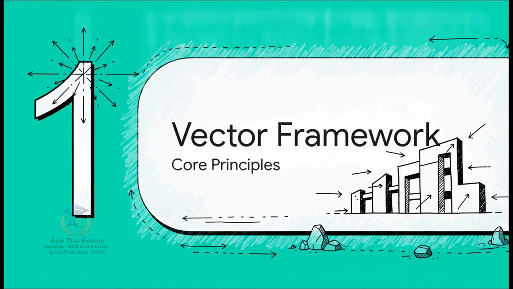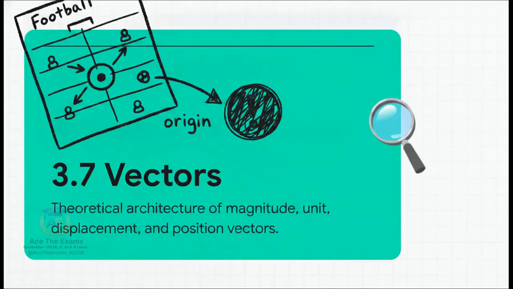Section 1, the vector framework. Let's look at our core principles. To win this match, you must deeply understand the exact definitions and causal relationships of your players on the field. Topic 3.7 is all about precise theoretical architecture. Think of a position vector as a player's exact coordinate on the pitch relative to the center circle, which is our origin. That tells you where they are standing. Now, displacement? That is the pass itself. It is the movement from one specific player to another.